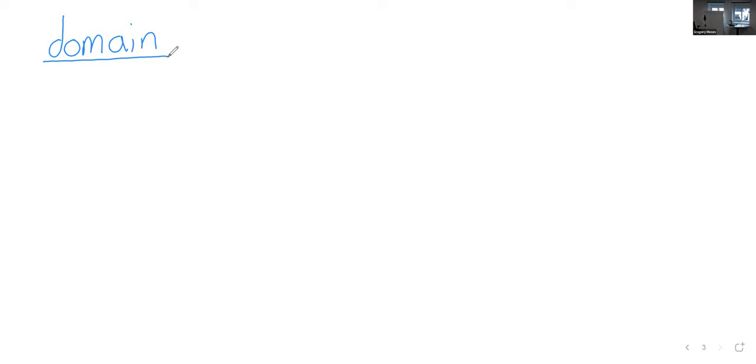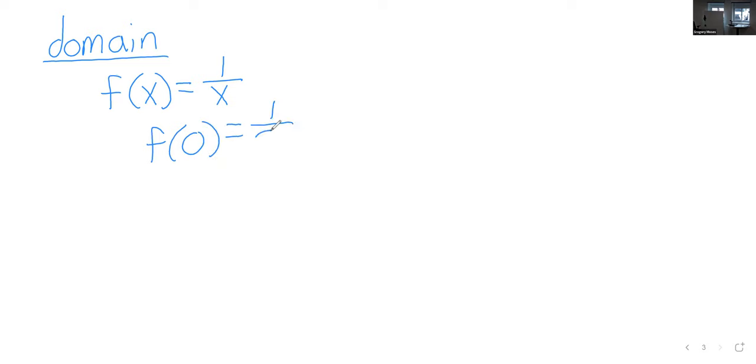So not every function can validly take every input. f of x equals 1 divided by x, a perfectly nice function. f of 0, we cannot divide by 0. That's a division by 0 error. So it's a perfectly nice function and a perfectly nice number, but that number cannot be used as an input for the function.